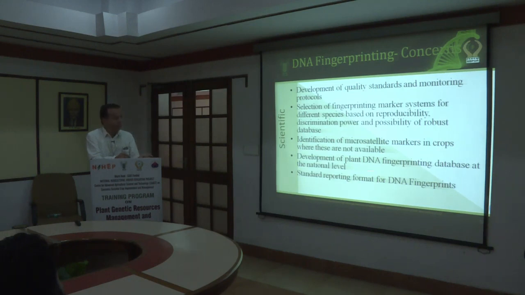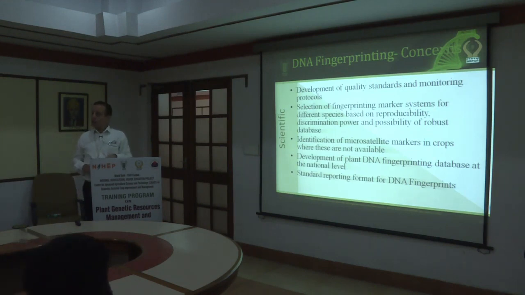Development of a plant DNA fingerprinting database at the national level. Once we have identified those 20-25 crops, we need to develop a database first. For example, say we have 1,000 varieties of rice. Do we have DNA profiles of all those 1,000 varieties available, so that when a new variety comes, we can match it with all those 1,000 and say whether it is similar or different? Only if it is different will it be released. If it is the same, what is the use of releasing it as a new variety?